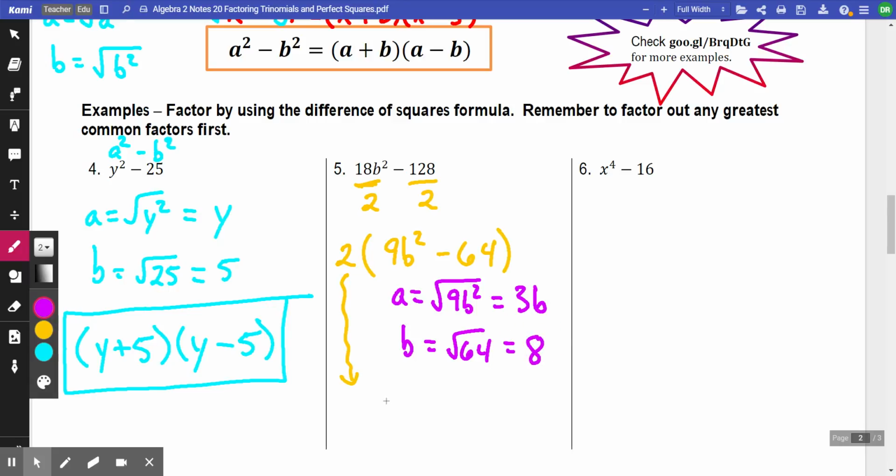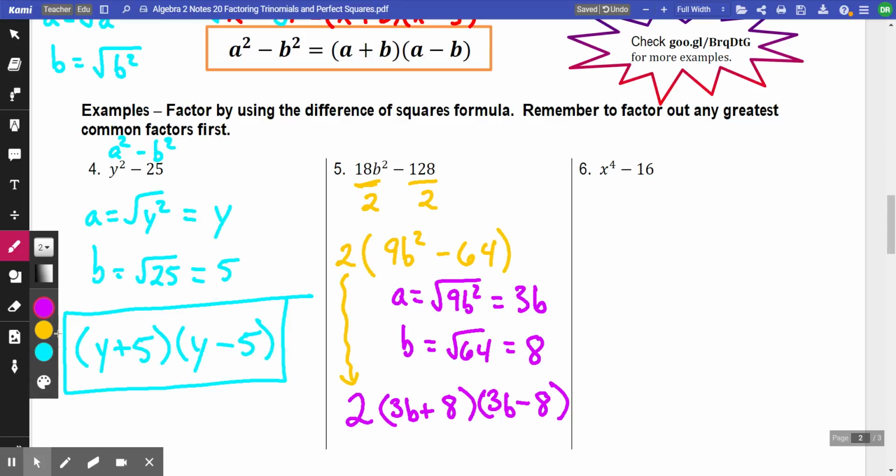So to get our two factors, simply set them up where one has addition, the other subtraction, and they will both start with 3b, and they will both end with 8. And yes, those multiply back to the 9b squared minus 64, but if we don't keep this 2, we'll never get back to the numbers of 18 and negative 128. So make sure that we keep track of our common factors.